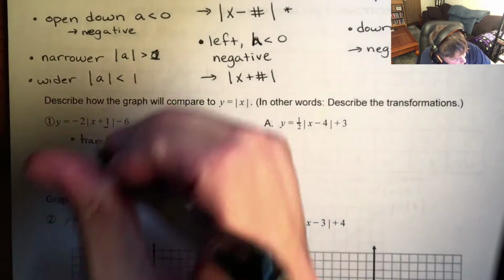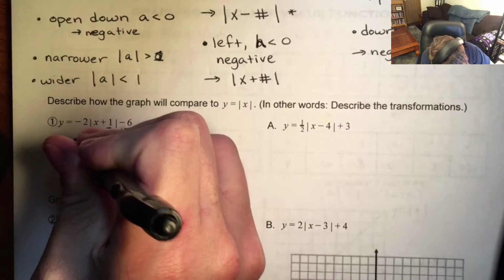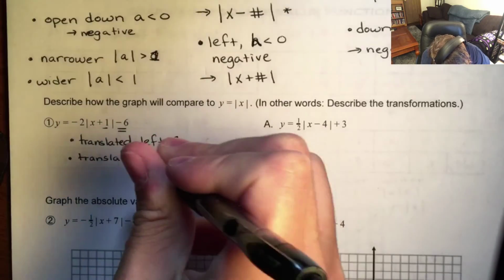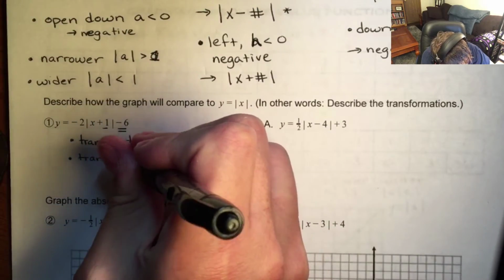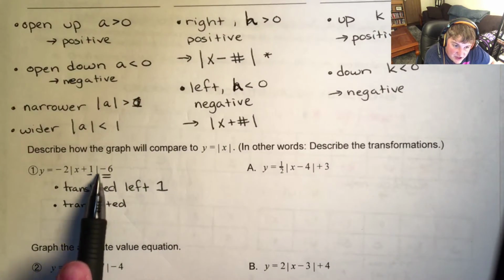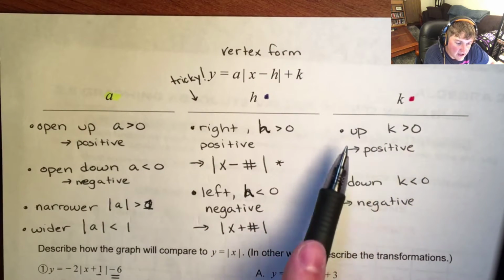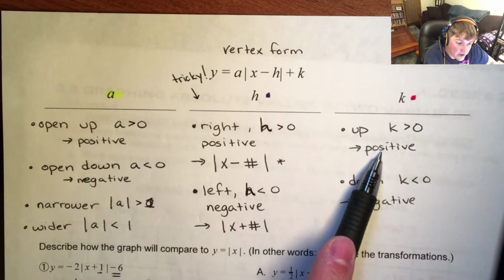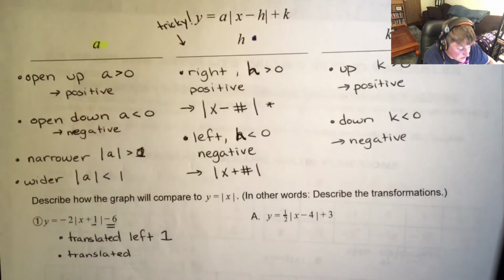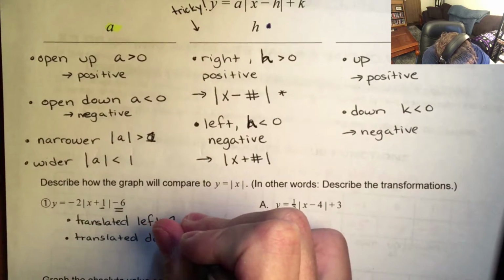Okay, what about this minus 6? What is that going to do? It's going to translate it. Let's go ahead and look. That's on the outside here, so outside here, I'm looking for k. If it's positive, it's going to move up, and if it's negative, it's going to move down. Well, this is negative, so this is going to be down. Down how many units? 6.